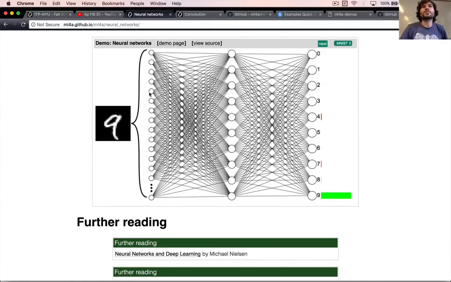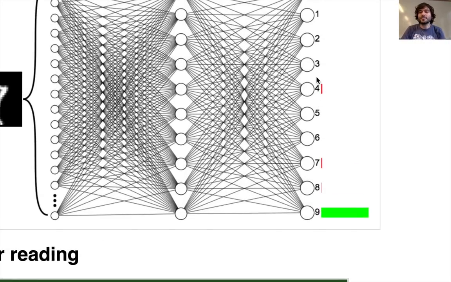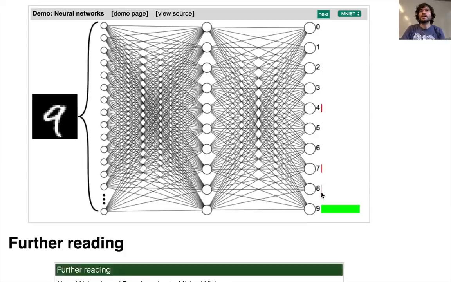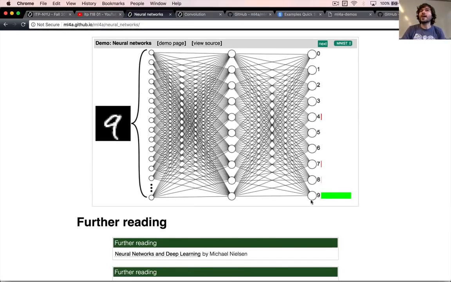So here's an example. This is what we get, an image of a 9, and all of these values will have a little bit of activity. You see that there's a little bit in 7 and 4 and 8, the others are 0 or very close to 0, and then the 9 neuron has a very high activity, and so we predict 9. That's the way we would do classification with the neural network. If we get a 2, it predicts 2. Usually it has very high confidence because handwritten digits is a very easy problem.